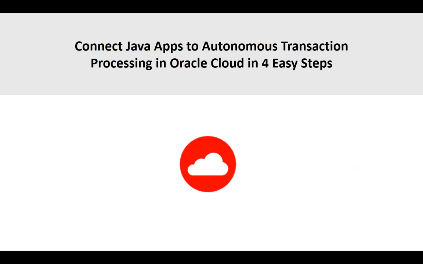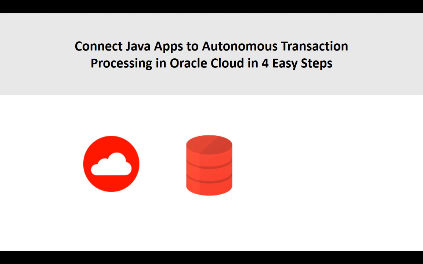Go to the Autonomous Transaction Processing Cloud portal, sign into your account, and make sure you have at least one cloud database instance running. The instance should have at least one database user and schema that you can connect to. For this demo, we'll simply use the admin user, which comes pre-configured with each new instance.